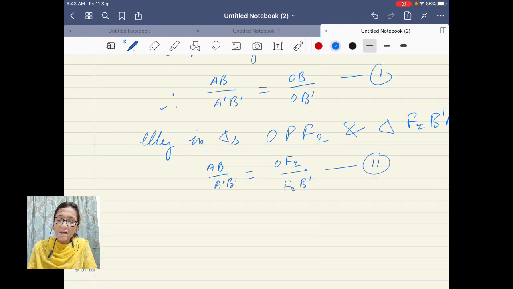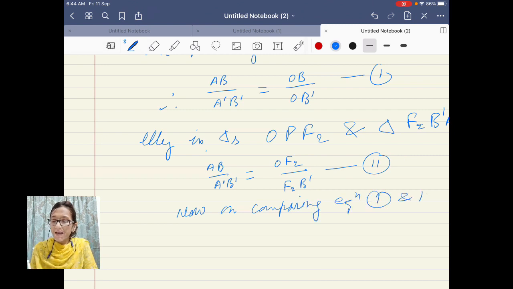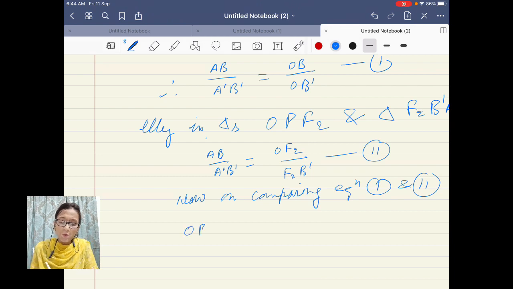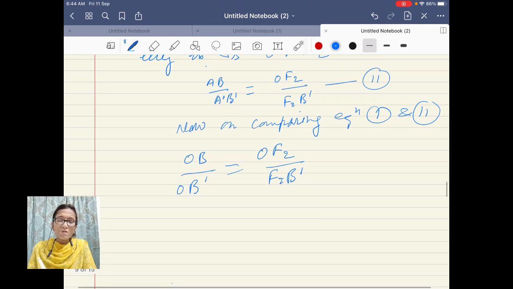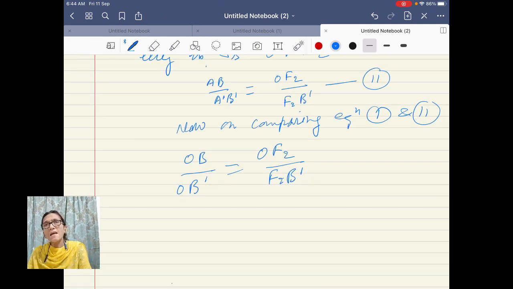Therefore, comparing equation 1 and 2, you get OB divided by OB' is equal to OF2 divided by F2B'. So our first work is over. We have compared the triangles using the similarity concept, similarity of triangles. Now step 2, to use sign convention.